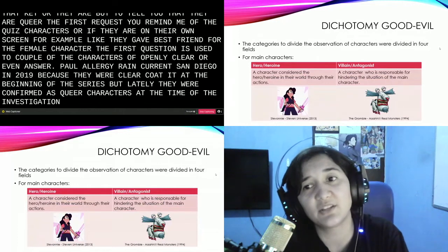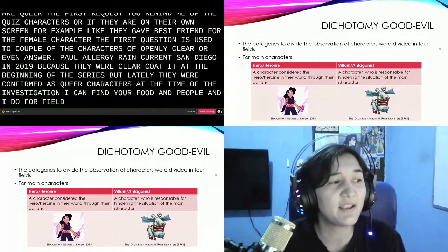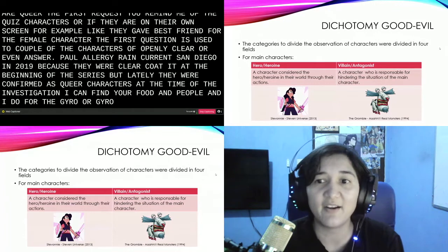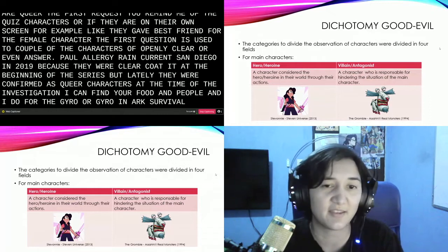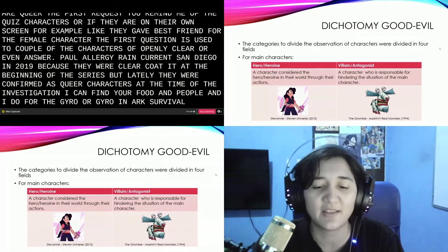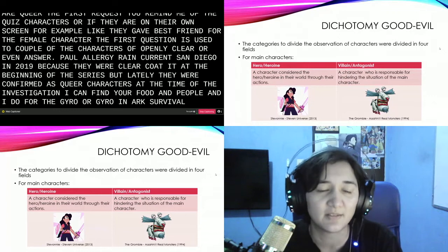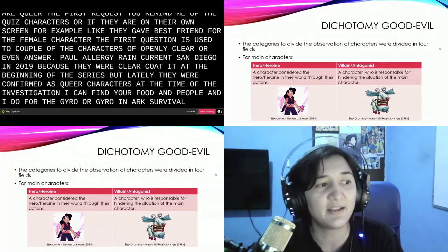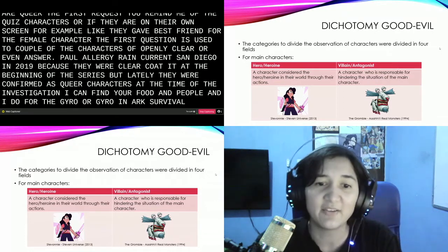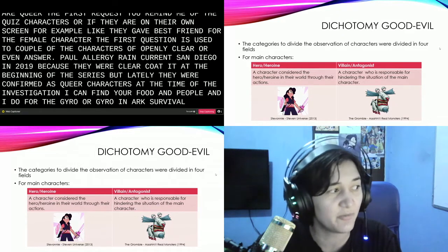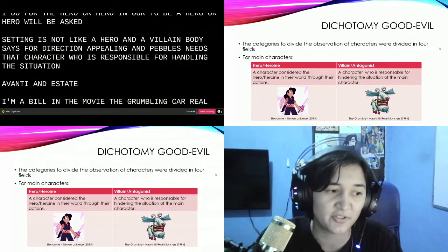Then I divide them in the dichotomy of good and evil, and I use four fields to divide the characters. For main characters, the hero or heroine and the villain antagonist. A hero or heroine is a character considered the hero or heroine of their world. It doesn't depend on the setting having a hero and a villain, but on their actions. And a villain antagonist is a character who is responsible for hindering the situation for the main character. Here I have some examples, like Estiboni in Steven Universe as a hero or heroine, and the Grumble in Aaahh!!! Real Monsters as a villain or antagonist.